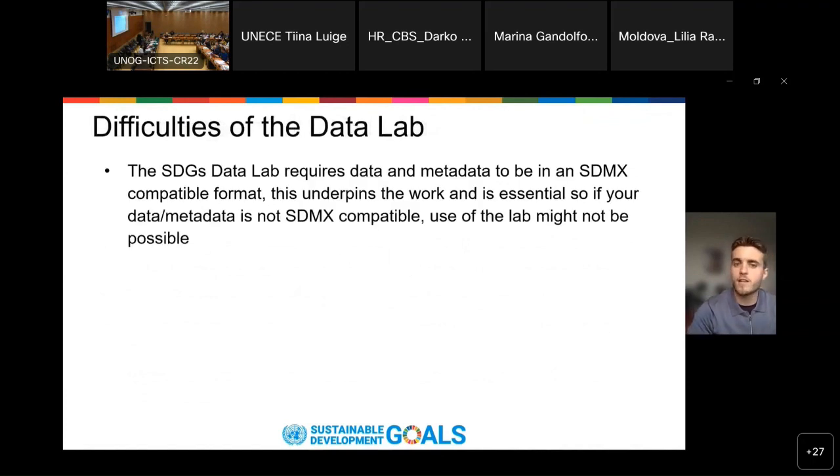So the Data Lab requires data and metadata to be in an SDMX compatible format. This is obviously critical for the work. It underpins it. However, if your data is not SDMX compatible, the lab might not be possible.